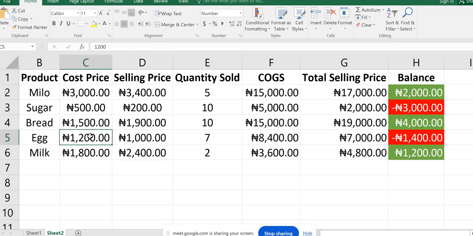If I come to cost price and probably changes happened, they observed, oh, they made an error. The cost price was supposed to be, they bought it for 700. If I press 700 and I press enter, can you tell me what happened? Fumbi, can you tell me what happened there? It's changed, and it's changed to profit.